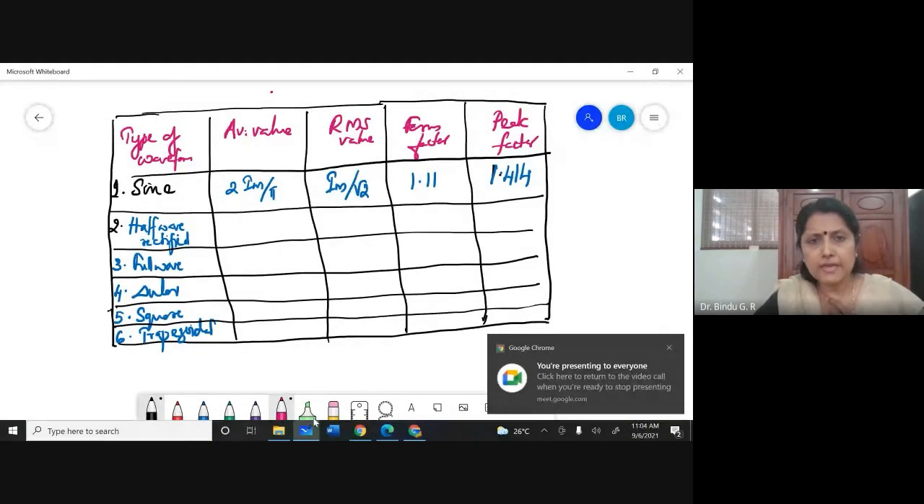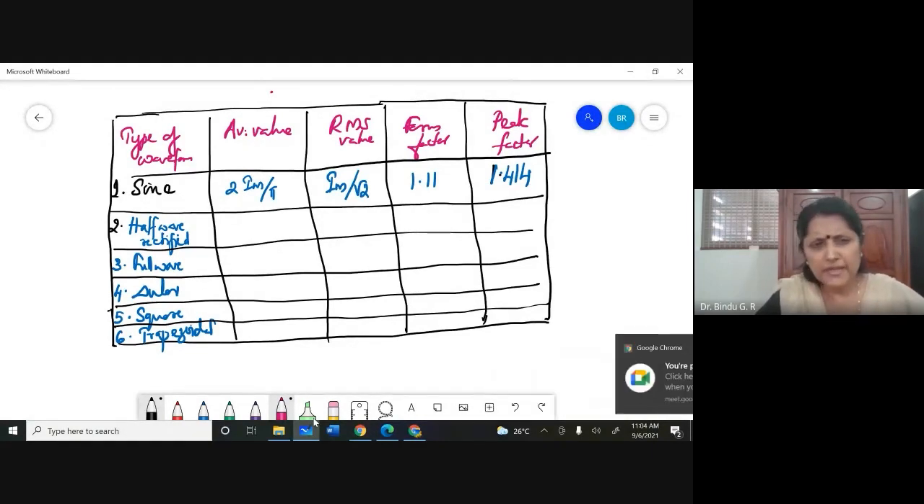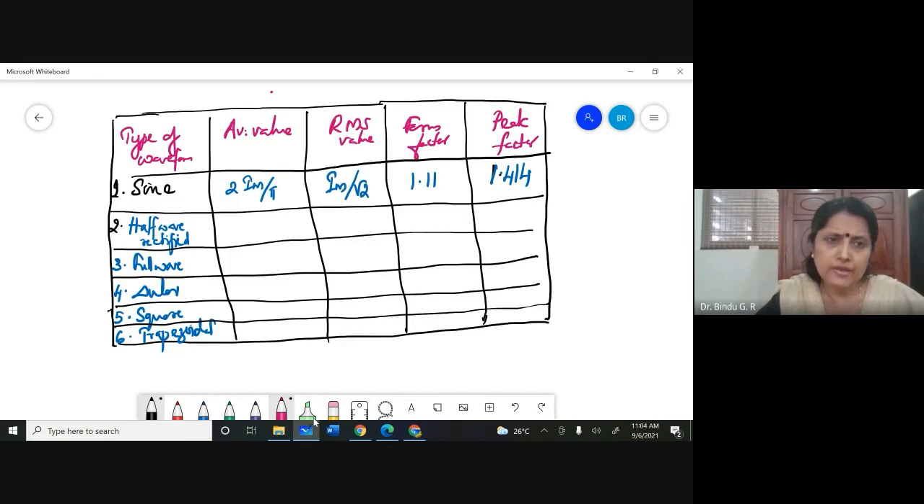I want all of you to prepare a table like this: type of waveform, average value, RMS value, form factor, peak factor. In the last class, we derived it for a sinusoidal wave: 2Im by pi or 2Vm by pi, then Im by root 2 or Vm by root 2, or sometimes you write it as Em by root 2, for voltage also. Form factor is 1.11, peak factor is 1.414. I'll give you just 5 seconds to complete this. Just draw it roughly.